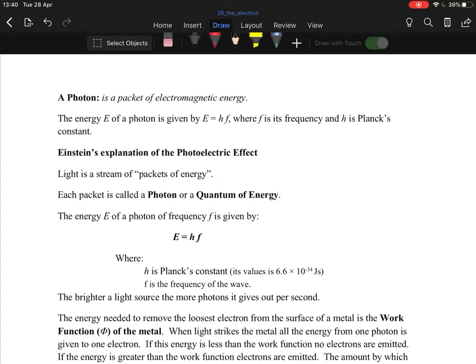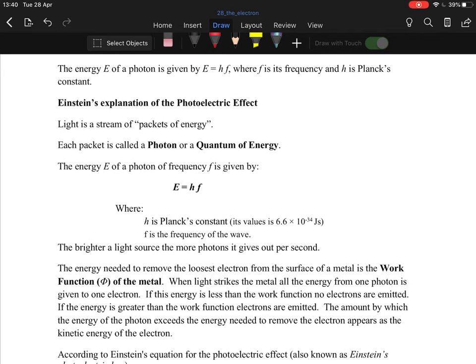So a photon is basically just electromagnetic energy. Okay. So photons travel at the speed of light. All right. And the energy of a photon, E equals hf, Planck's constant being h. Okay. And h is given to you in the log tables. The value is usually 6.6 × 10⁻³⁴ joule seconds.